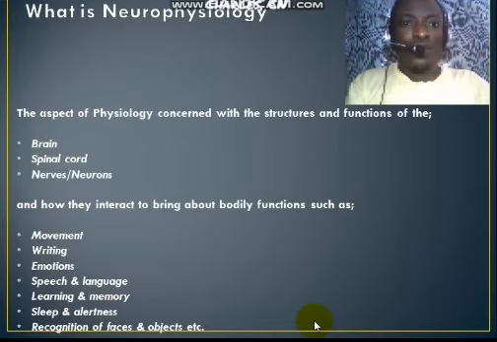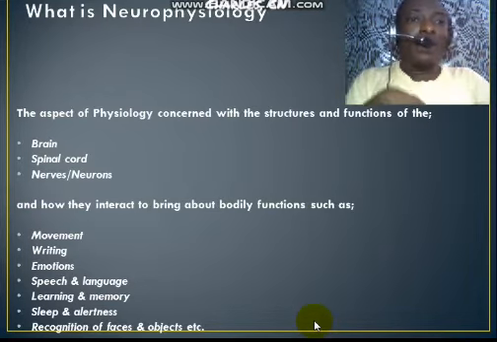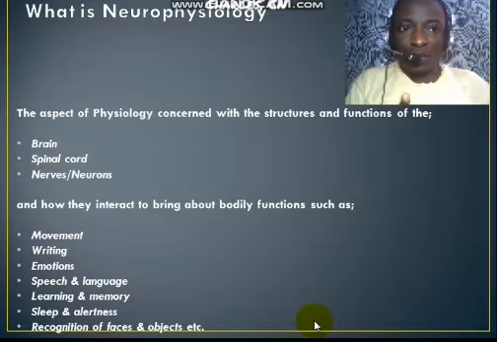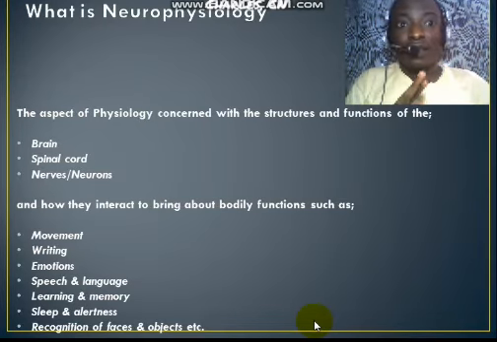So neurophysiology, in concert with the endocrine system, helps to create all human behavior, helps us to regulate all human bodily functions. There are two aspects of physiology you must know very well in medical school. One is neurophysiology, the second one is endocrine physiology. Very important. All right, going forward.